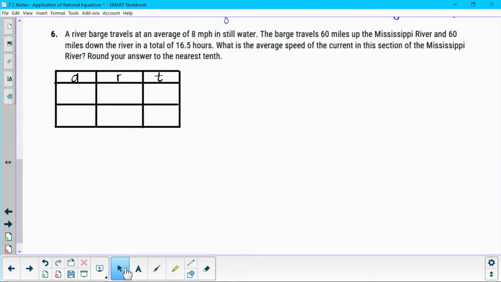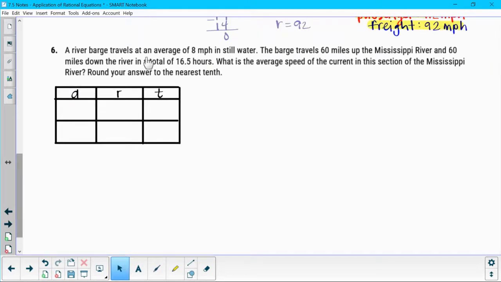Okay, last problem. A river barge travels at an average of 8 miles per hour in still water. So this is going to be slightly different than what we've done previously. However, it is still a distance, rate, and time problem. So we are going to now have a base speed. If there were nothing happening, this river barge is going 8 miles per hour.